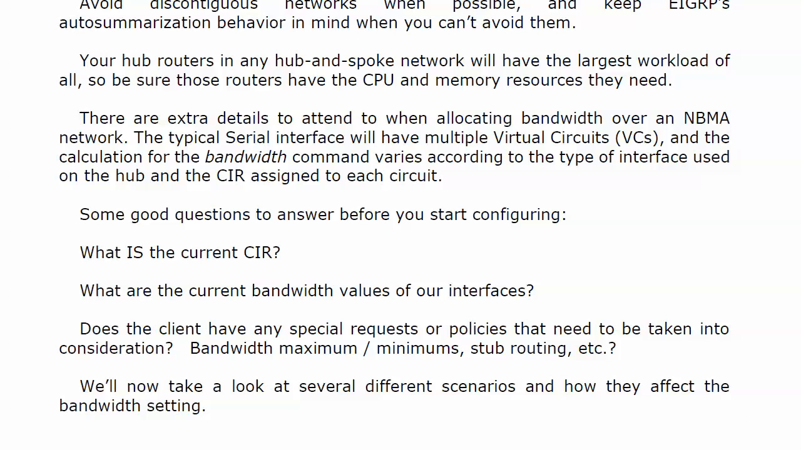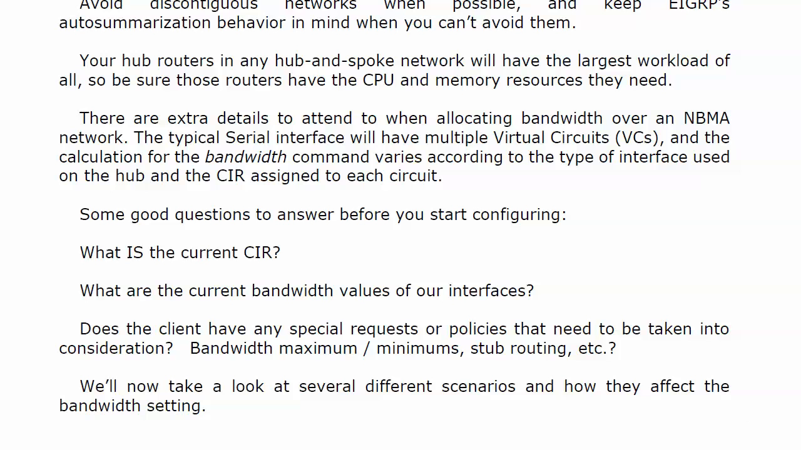So, just a couple questions to answer before you sit down and start hammering out that config. What is your current CIR? What is the committed information rate for the company you're at, the network you're on? What are the current bandwidth values on the interfaces? Are there special requests and, probably more importantly, policies that need to be taken into consideration? Do we have some bandwidth maximums and minimums that have been guaranteed? Do we have stub routing potential, that kind of thing?